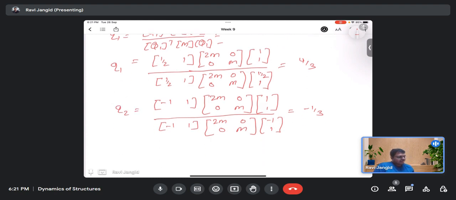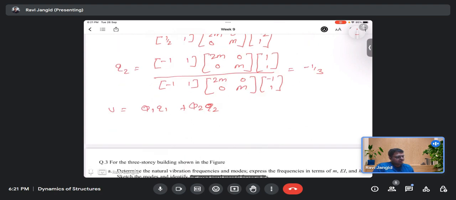So that you can check that u should be phi 1 q1 plus phi 2 q2. So you can check whether u is 1 1. So phi 1 is what? Phi 1 is 1 by 2 1. So your q1 is 4 by 3, plus phi 2 is minus 1 1 multiplied with the 1 by 3. So if you solve this, you will be getting this 2 by 3 and 4 by 3.